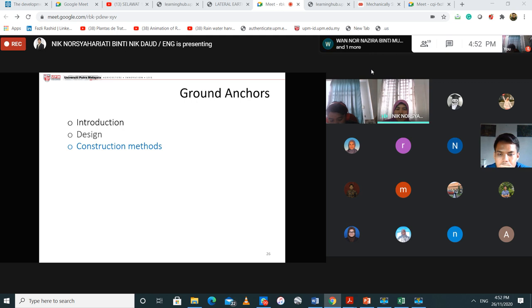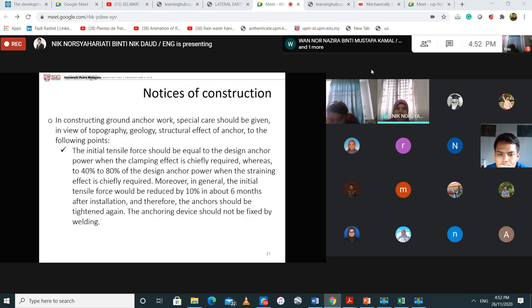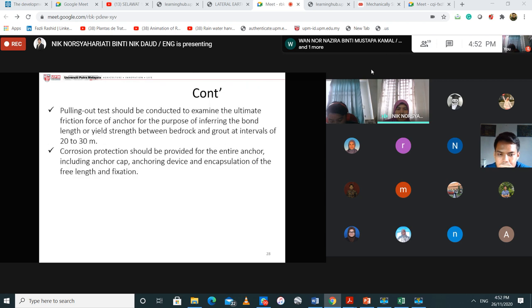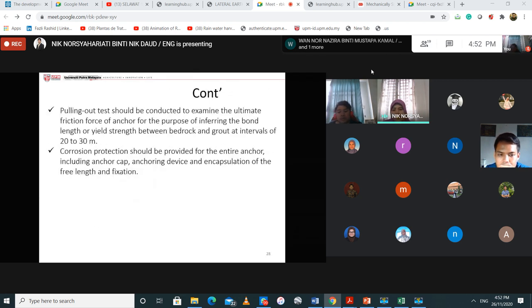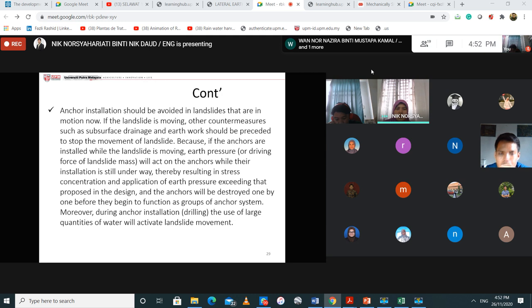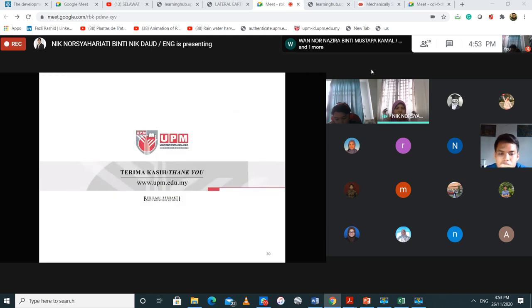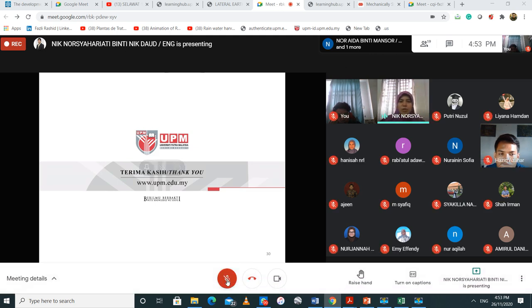Okay, last is the construction method. For the construction method, I share the notice or its description on how to construct. It's just a reading part, so you just need to read it. It's about the percentage and the duration for each of it. Also for the ground anchors construction. Okay, done. Right. It's not even 5 o'clock yet.